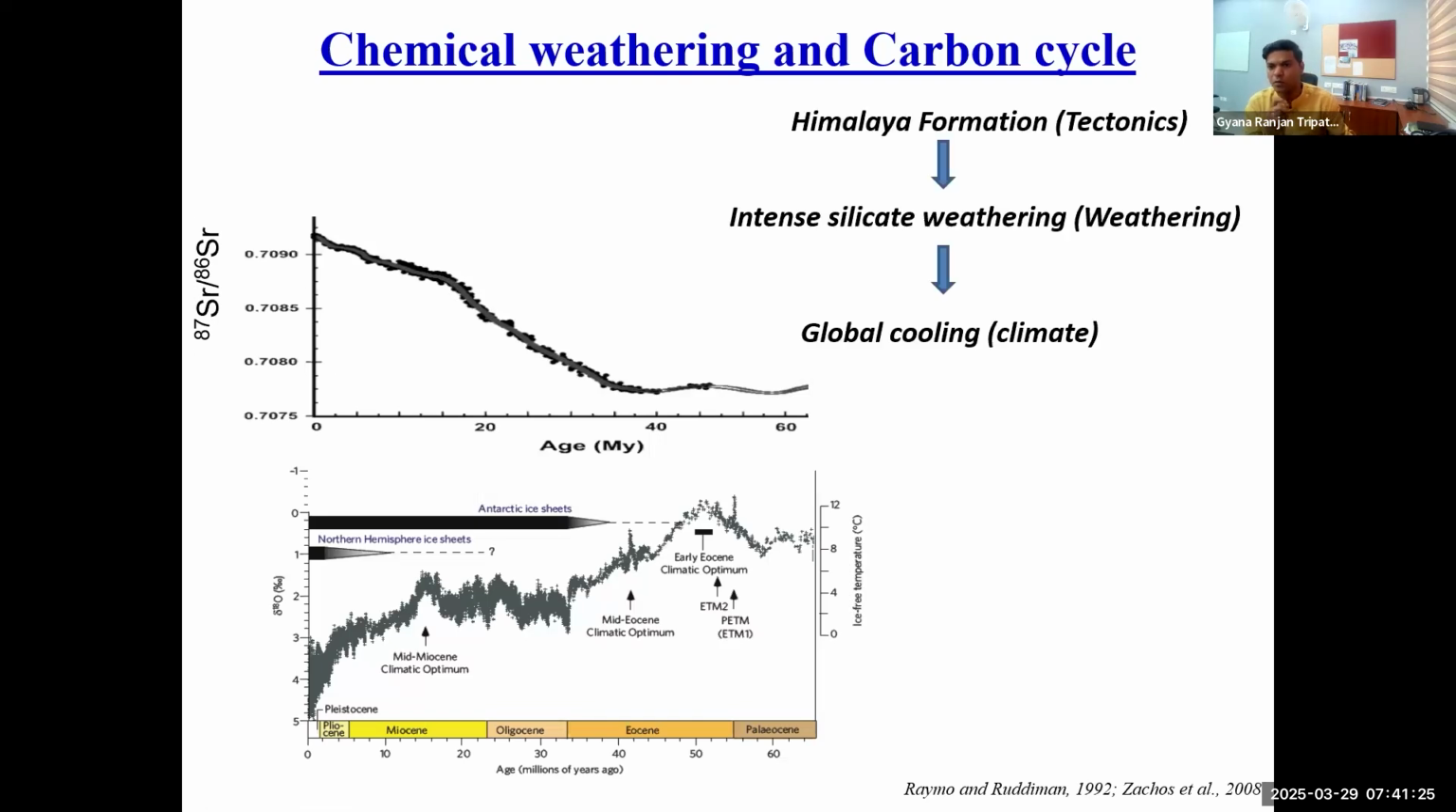Raymo and Ruddiman proposed this hypothesis because these changes are synchronous with Himalaya formation, which might have caused tectonism and subsequent weathering. Because of high relief and stream power, they could trigger intense silicate weathering. And as we saw, silicate weathering is a sink of CO2, so it can lead to global cooling, and hence we see a climate change. So there is a tectonic, weathering and climate linkage happening in this case, which was beautifully presented in terms of delta H, a proxy for climate, and 87Sr/86Sr, a proxy for chemical weathering.